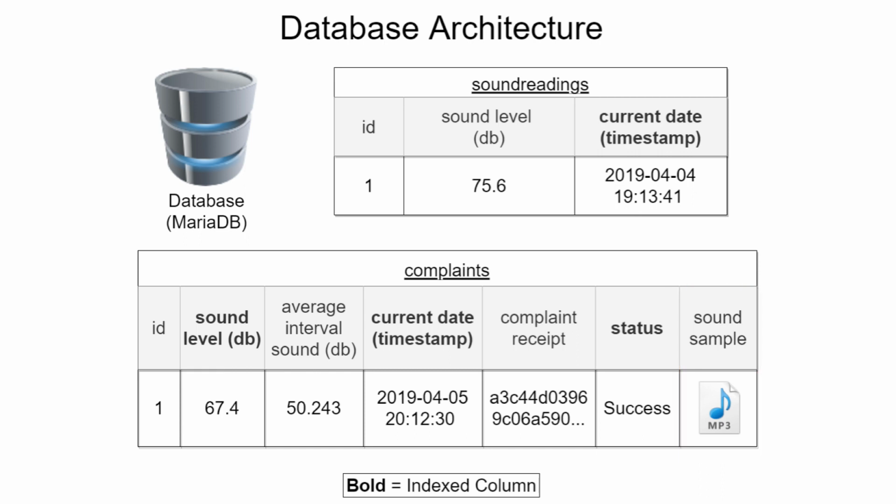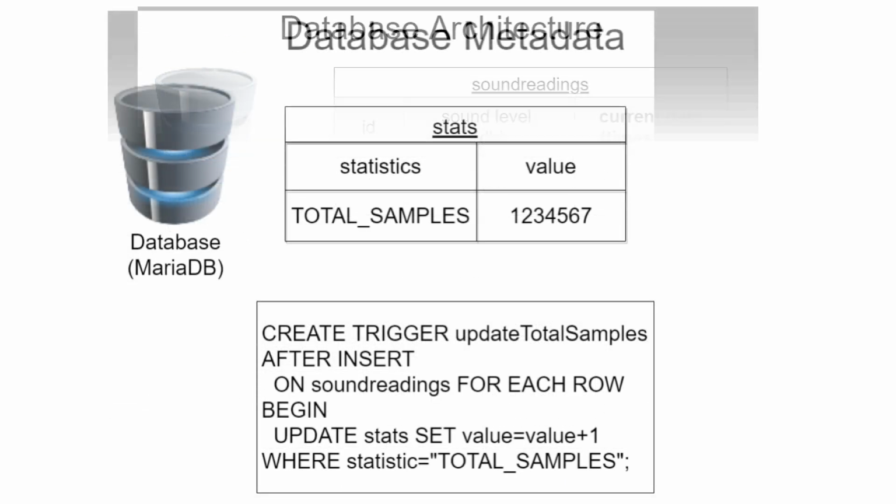Other columns you'll see in the table include the ID, the sound level, the current date of the complaint, and the status, which indicates whether the report has been submitted or not. Additionally, each column that you see in bold, so that would be the sound level, current date timestamp, and status, are indexed, and that makes it easy for us to gather statistics on those particular columns.